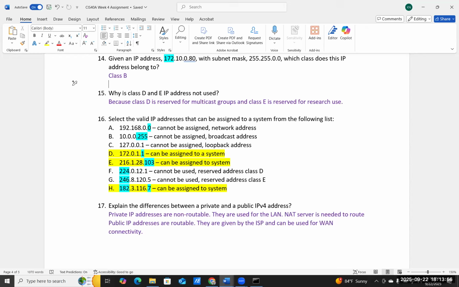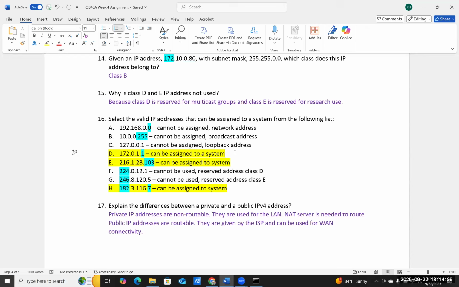And then D, you look at the last octet. Yes, I can give this to the system because a .1 is a unique value. It's not a broadcast or a network address. Usually a .1, like I mentioned to you, is a gateway or a router. So I can configure this. I can use that IP address on a router.